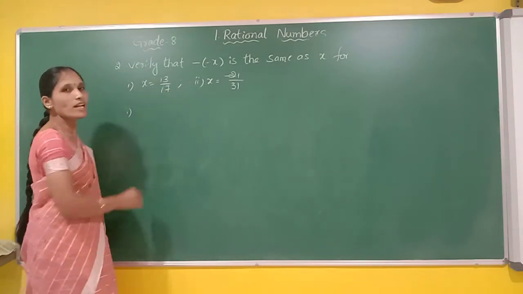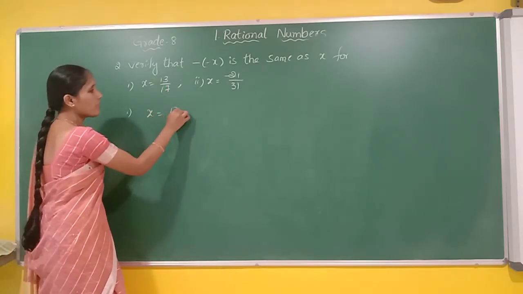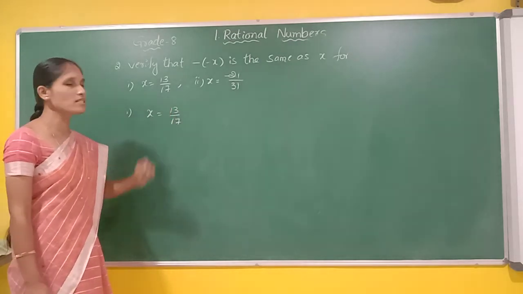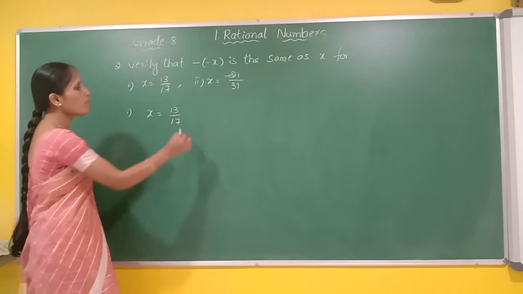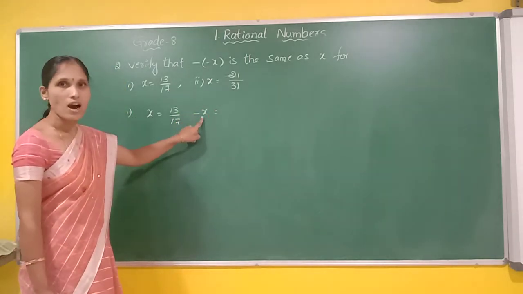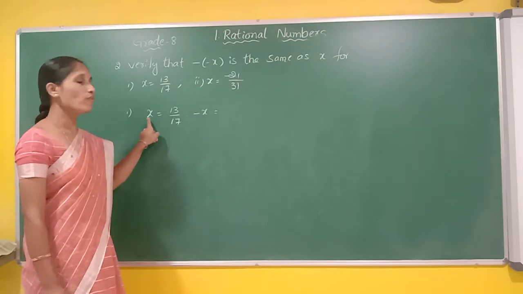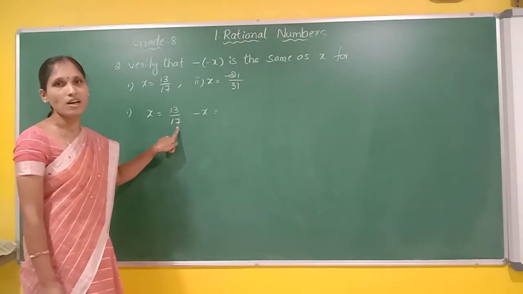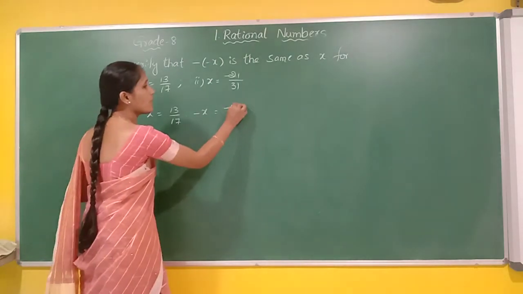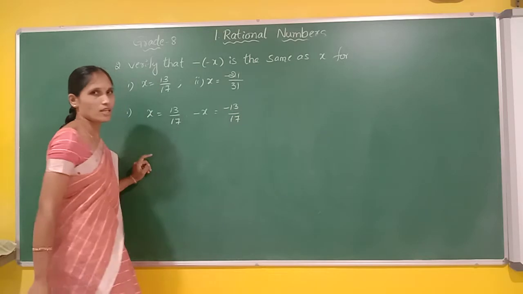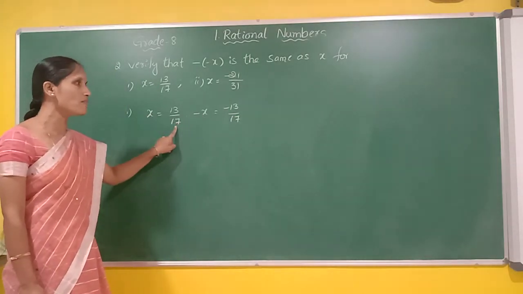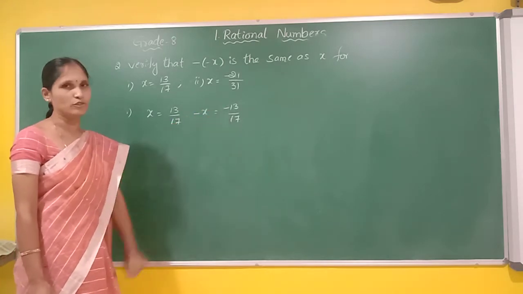What is the given value? x equal to 13 by 17. Now tell me what is the value of minus x here? Yes, here minus x is the additive inverse of x. Write the additive inverse of 13 by 17 also. The additive inverse of 13 by 17 is minus 13 by 17. Additive inverse of x is minus x. Additive inverse of 13 by 17 is minus 13 by 17.